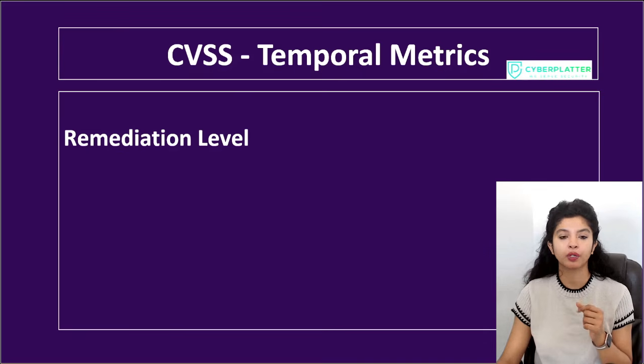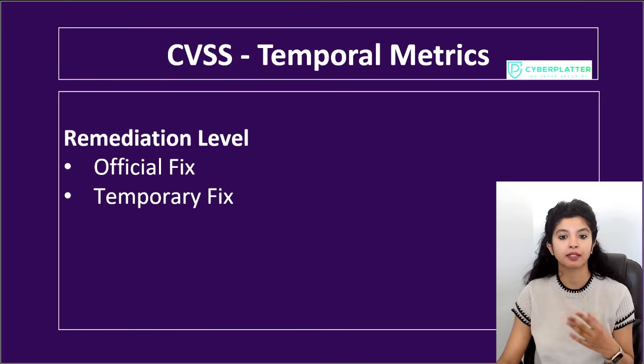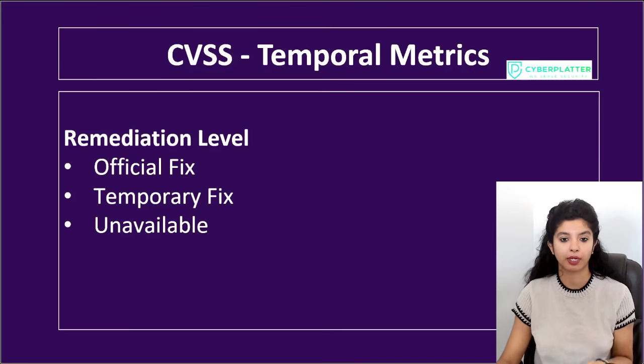Next factor in temporal metrics is remediation level, that is the status of a fix or workaround. First, official fix, that is vendor patch has been released. For example, Microsoft issues a Windows security update. Next is a temporary fix, that is a workaround or mitigation is available. For example, disable a service until a patch is ready. Next, unavailable, that the fix or a workaround is unavailable, it does not exist yet. For example, vendor still investigating the vulnerability.